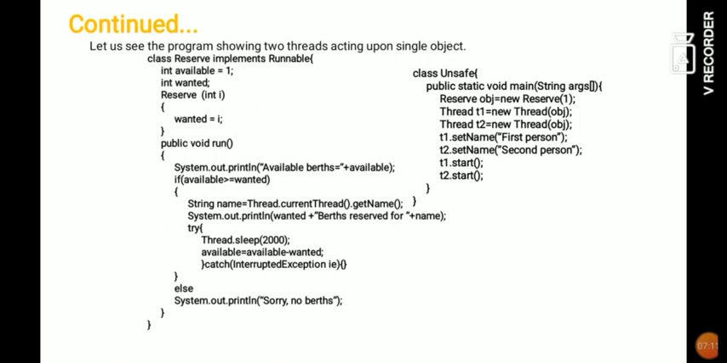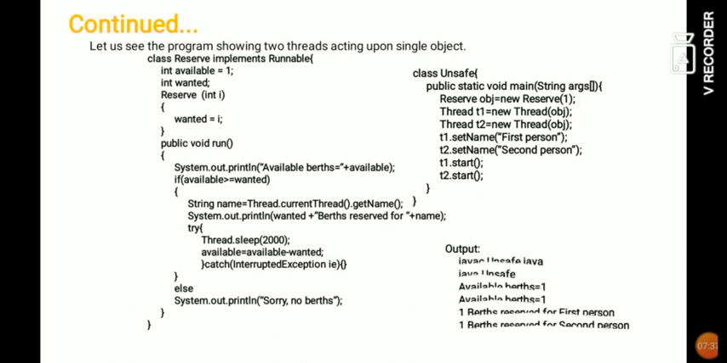When thread 1 is sleeping, thread 2 also enters the sleep mode. Thread 1 comes out of the sleep mode and then it updates available is equal to available minus wanted. That means what is happening? Both thread 1 and thread 2 are executing this program simultaneously. So that means the available berth, one berth, is allocated for both the persons. Let us execute this program and see what will be the output of this program.